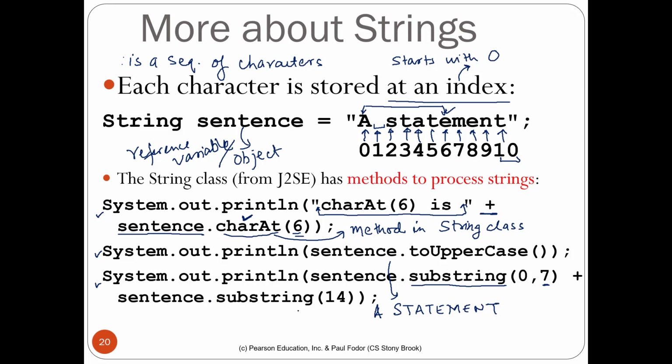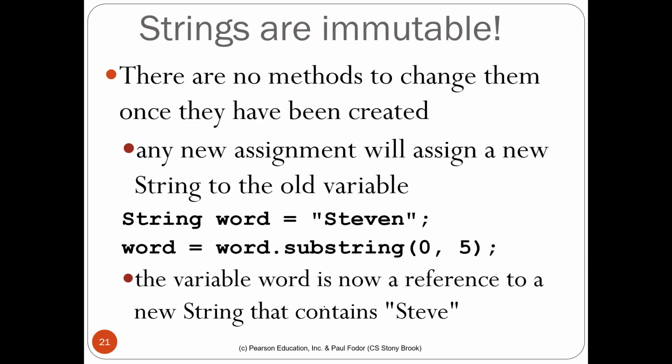dot substring 14. What is 14 here? Well, sentence dot substring 14, we don't have anything like 14 here, so that's a problem. I believe here we should have a problem because the 14 index does not exist. So please try these things out yourself and let me know.